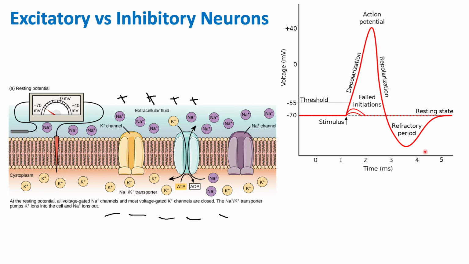Too much potassium leaving causes a hyperpolarization event, and during the hyperpolarization event, we have this refractory period. And the refractory period is split in half between the absolute refractory period and the relative refractory period. Now, if we enter the refractory period and we're hyperpolarized, it becomes more difficult for an action potential to occur because we're not at our resting state. If we want an action potential to occur, we must be at our resting state.